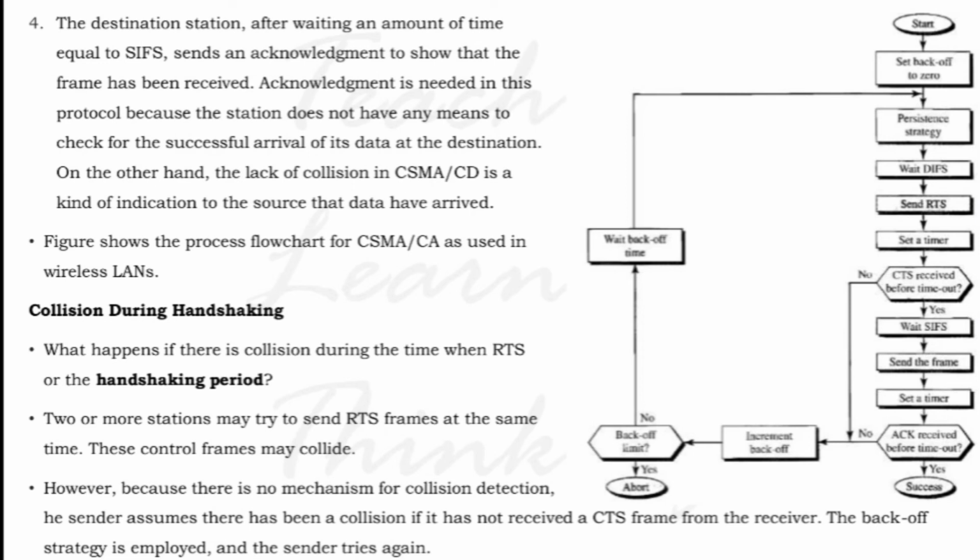And the collision during handshaking. So, what happens if there is a collision during the RTS or handshaking period? Two or more stations may try to send request to send frames at the same time. These control frames may collide. There is no mechanism for collision detection. The sender assumes that there has been a collision if it has not received a CTS frame from the receiver. So the backoff strategy is employed and the sender tries again.